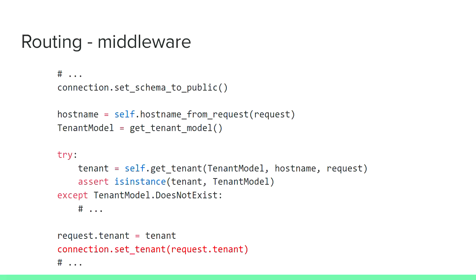And so again, this is from the source code of Django Schemas. And you see that's pretty much the same thing we've been doing so far. You get a host name, you get the model, you get the client. You set the request.tenant to your client. And the only thing that changes is the connection.setTenant. That thing we didn't have before, we're going to have now. And I'm going to show you how it works.